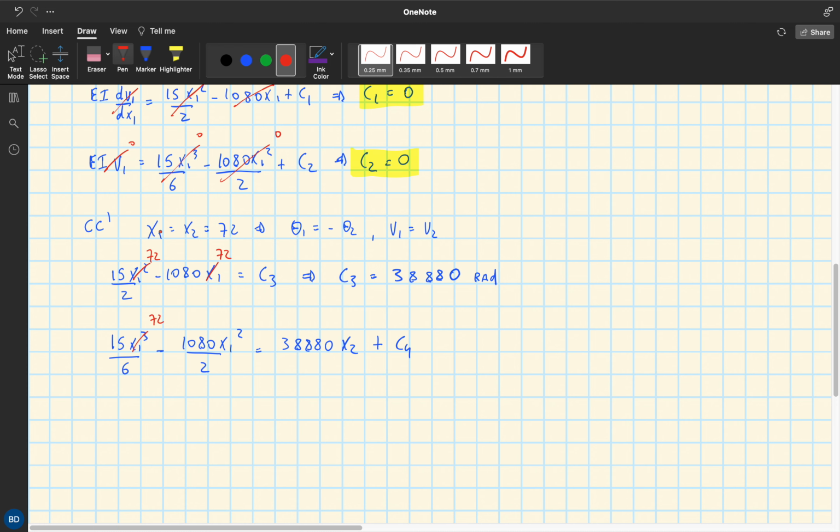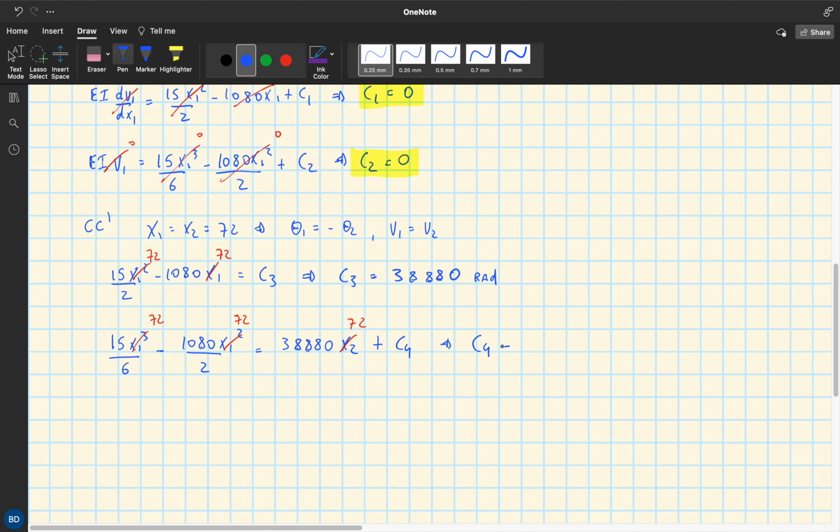We are looking at x1 equal to x2 equal to 72. X1 here is also 72, and then we have the x2 as well is going to be 72. So that's going to be just a bunch of calculation here. I have already done it.